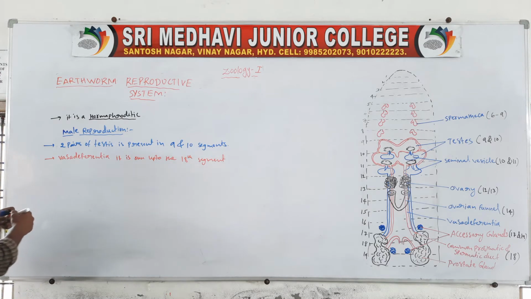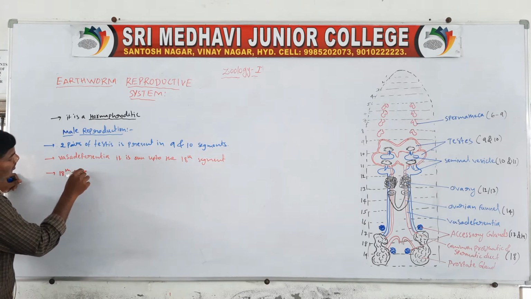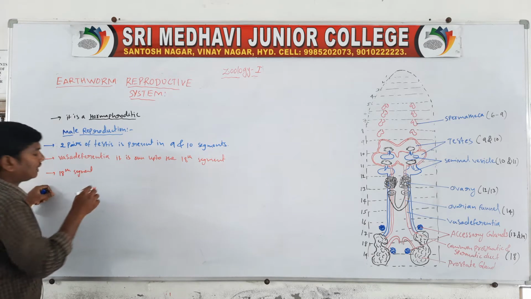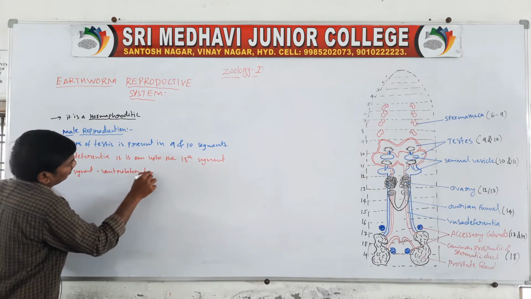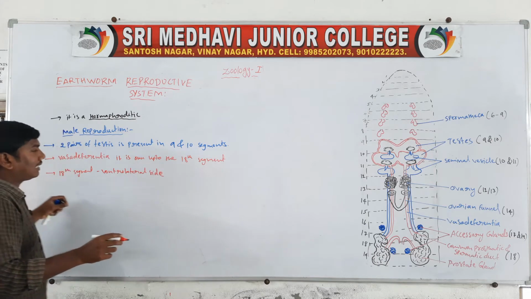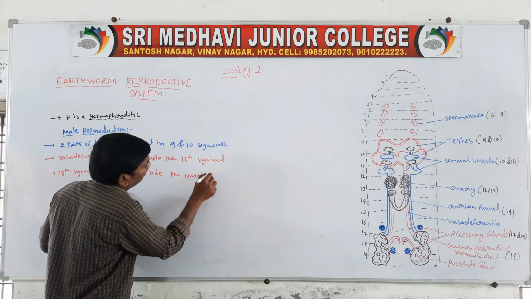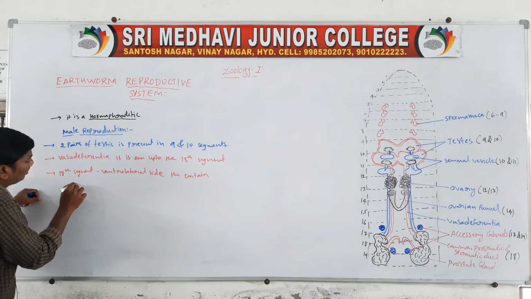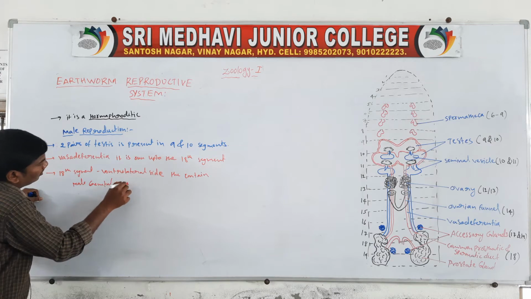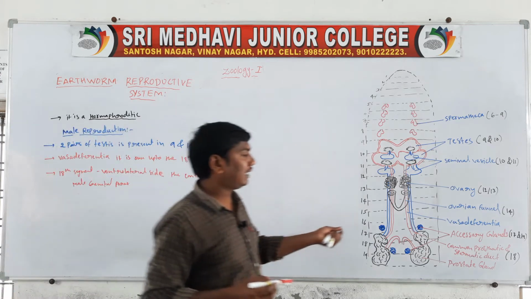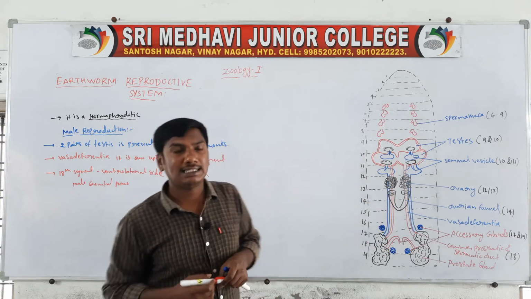In the 18th segment, on the ventrolateral side, there is a pair of male genital pores. The vasa deferentia open into the 18th segment through these male genital pores.